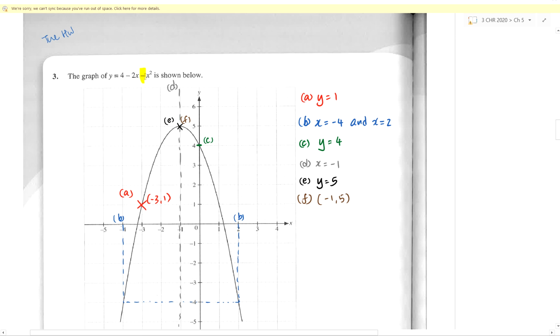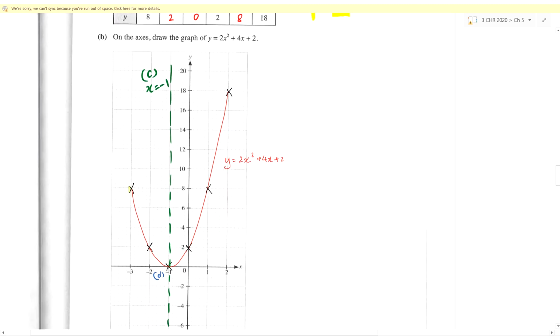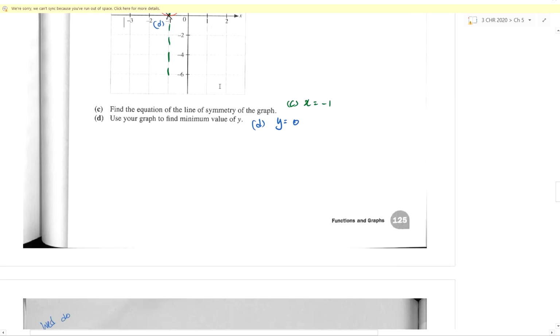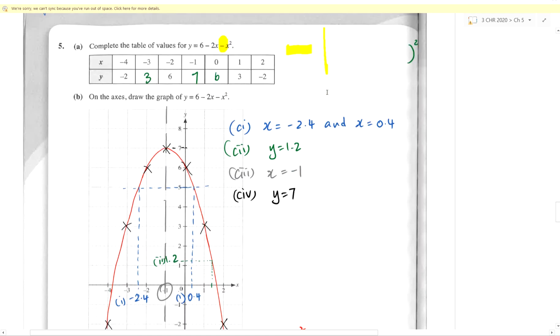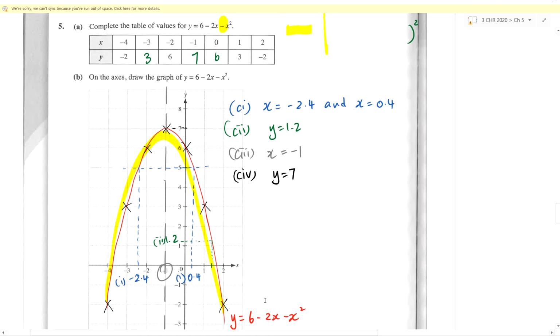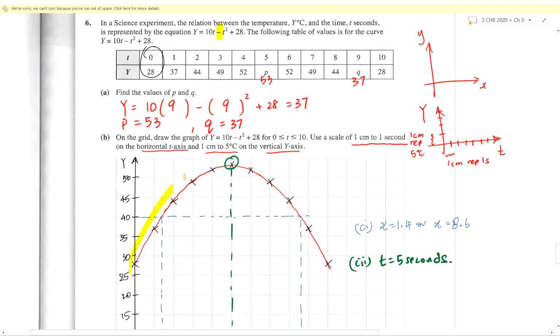Here, the number in front of the x squared is negative 1. So negative, sad face. The number in front of the x squared is positive 2. It's positive, so we have a happy face. The number in front of x squared is negative 1. Negative, so a sad face. The number in front of the square term is negative 1. Sad face.